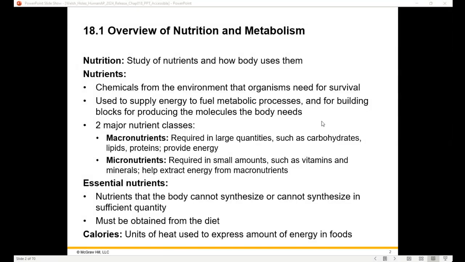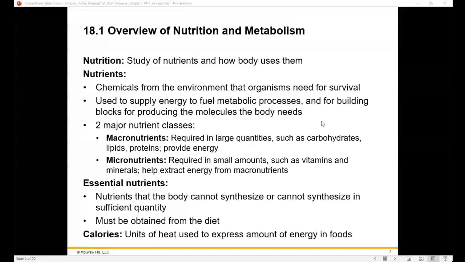It's used to supply energy to fuel metabolic processes and for building blocks for producing the molecules the body needs. There's two major nutrient classes, the macronutrients and the micronutrients. The macronutrients are required in large quantities, such as carbohydrates, lipids, proteins, and they provide energy. The micronutrients, as the name implies, are required in small amounts, such as vitamins and minerals.